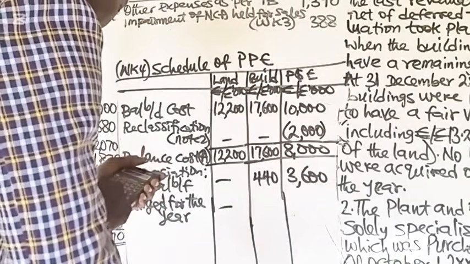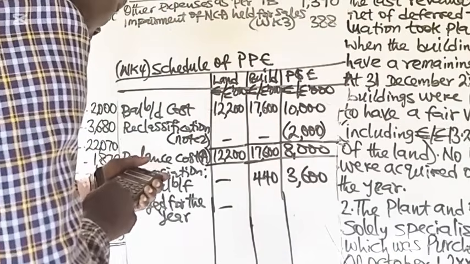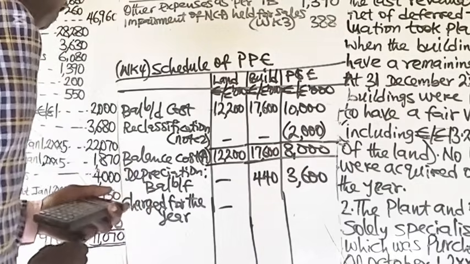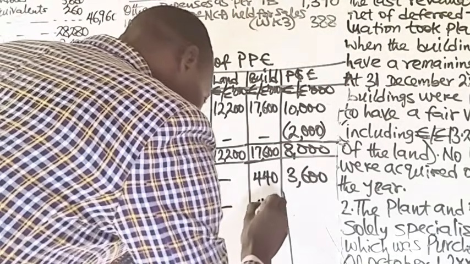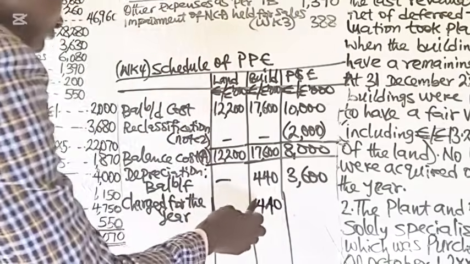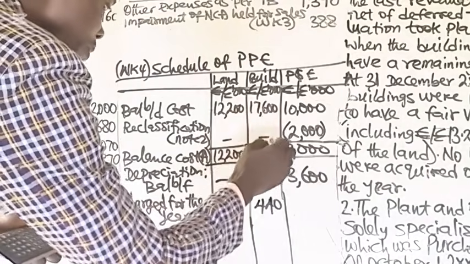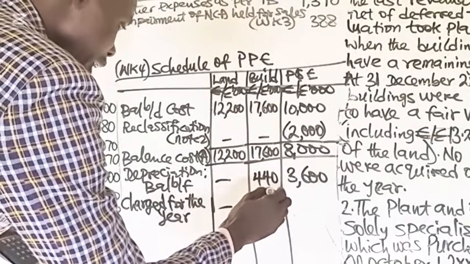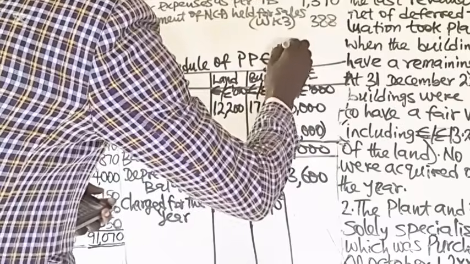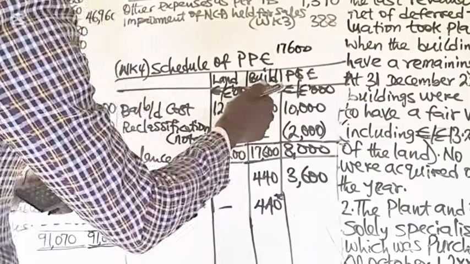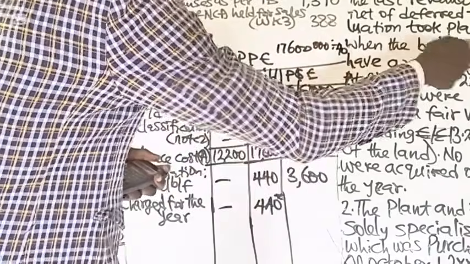17.6 million divided by 40. That gives us 440,000. So the depreciation charge for the year is 440,000. This is 17.6 million divided by 40 years.